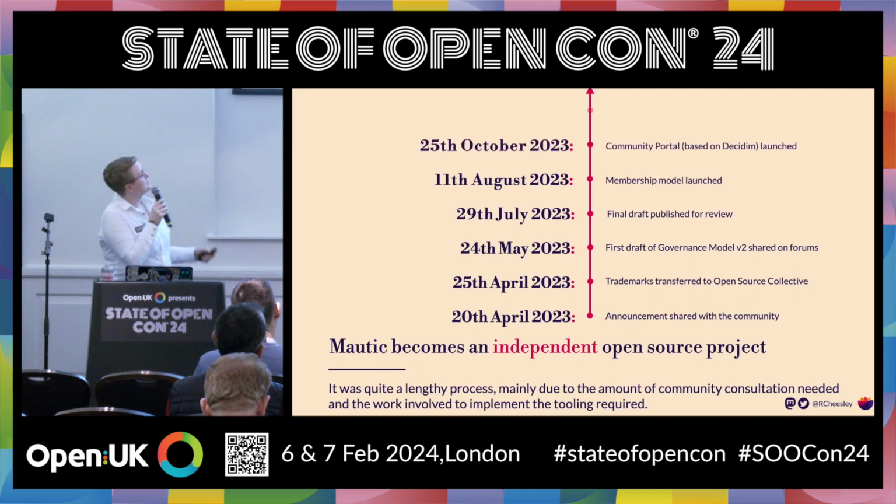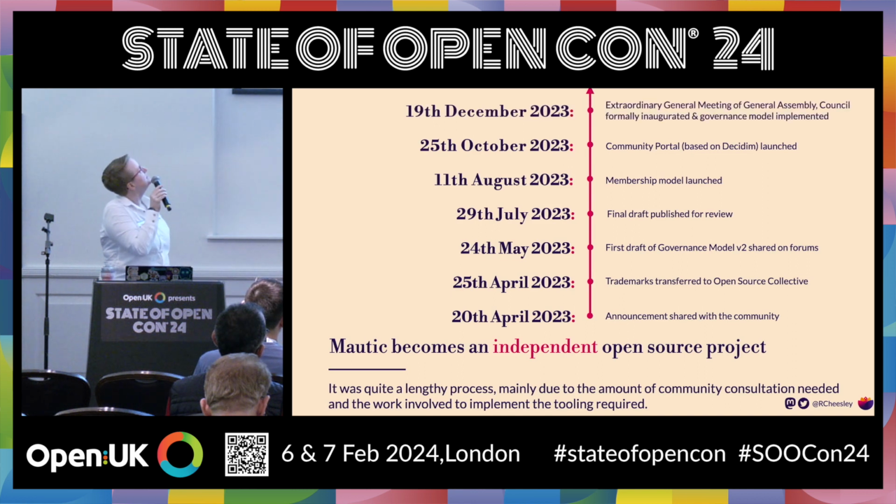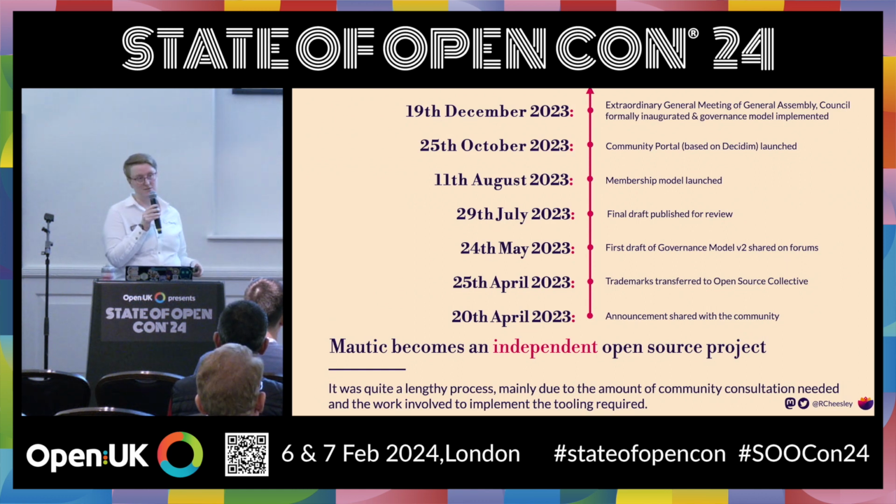We launched our membership model in August. In October, we launched a community portal after about a month of beta testing. And then on the 19th of December, we had our first EGM of the General Assembly, so all the members who had become a member, to formally inaugurate the council and to also formally adopt the governance model going forwards. So we're kind of there.